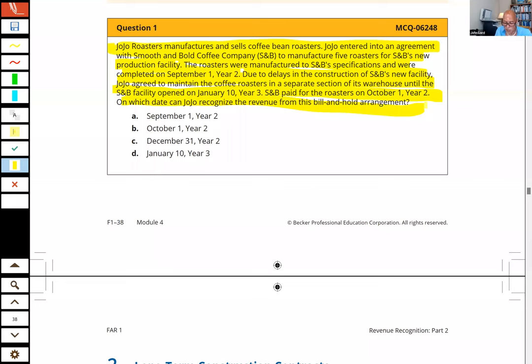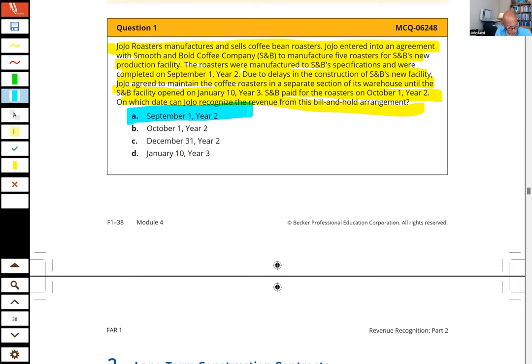So the payment is not what constitutes recognition of revenue. We're on accrual accounting, right? What recognizes the revenue is that we satisfied the agreement, which is that what? We had the roasters ready to go on September 1st, and then we just held them as an accommodation.